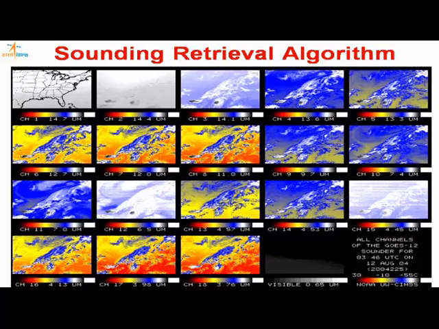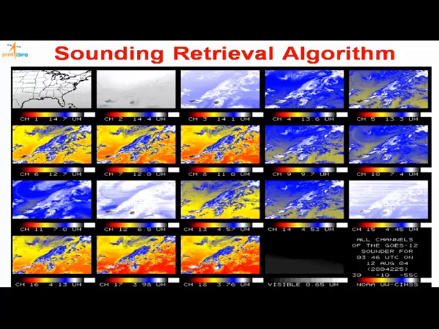These are the 18 channel imagery of the GOES sounder. This channel is making observation in the CO2 absorption band, so basically you are able to see only the top of the atmosphere. If you come to this channel, it is able to see slightly deeper in the atmosphere. This is the middle atmosphere, this is the lower atmosphere, and slightly you are coming to the surface.